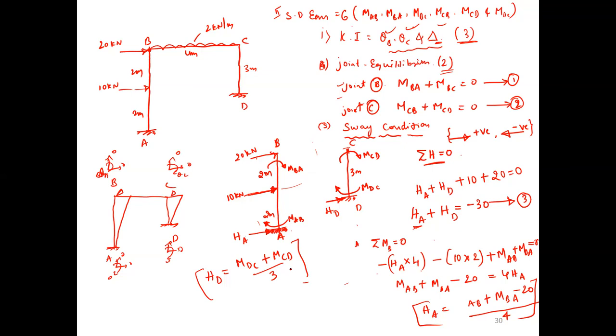Here also you see, what is MAB? MAB is a moment. What is MBA? MBA is also a moment. What is this 20? This 20 is also a moment. These two are clockwise, positive with respect to B. This is anticlockwise. That's why minus 20. So the only thing you have to remember is that the horizontal reaction is equal to the summation of moments with respect to the top point of the column, divided by the height of the column.